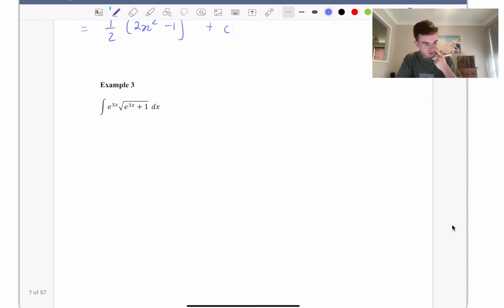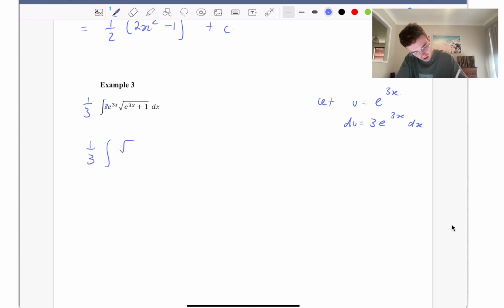Okay, example number 3, the integral of e to the 3x times root of e to the 3x plus 1. Let u equal e to the 3x. Again, u-substitution not necessarily necessary here, because when you differentiate that, you get 3 times that. So du is equal to 3e to the 3x dx. So let's put a 1/3 here and a 3 here. That's going to get us 1/3 integral root u du.